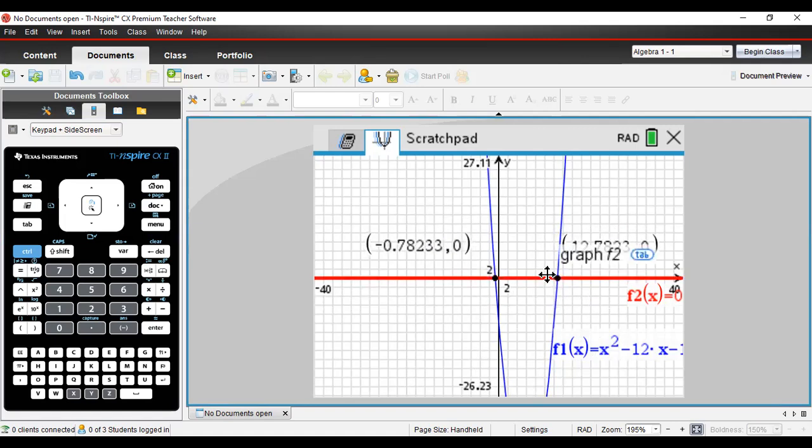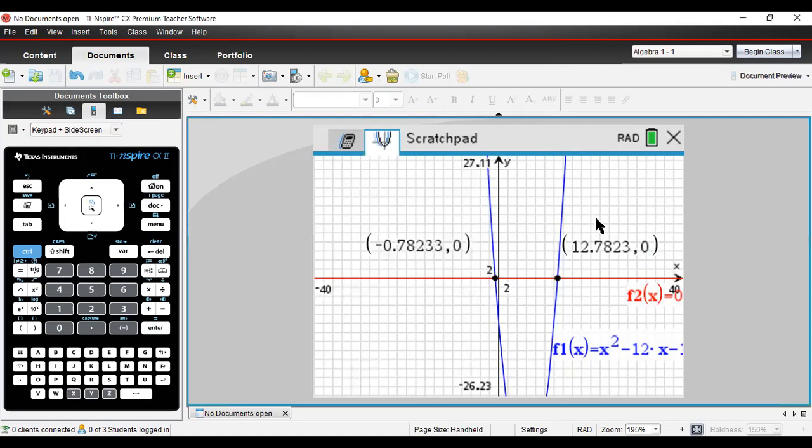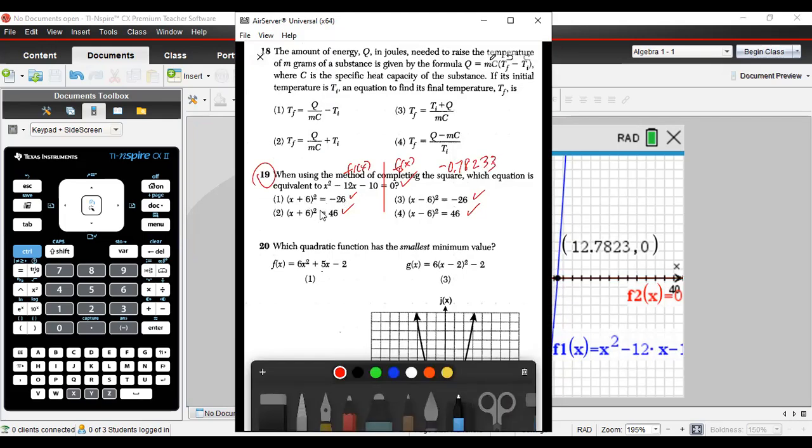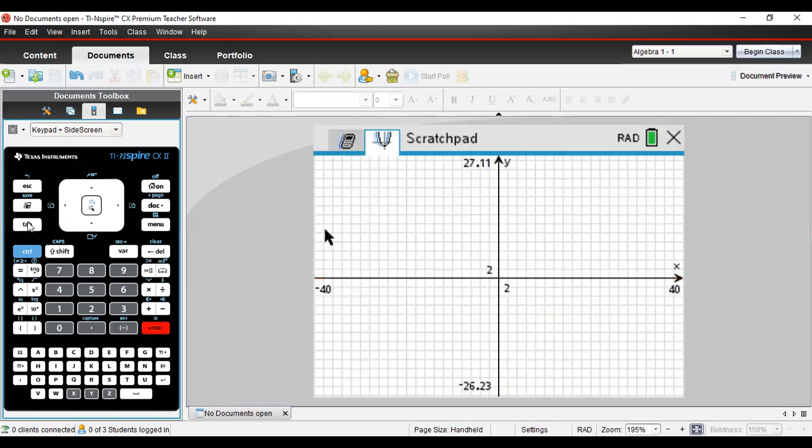All right, so what I'm going to do is write down this one here. So it's going to be negative 0.78233. That's enough. That's the answer. One of these four should have the same solution. Let's find it. I'm going to get rid of these two, menu 14. They're gone. And now I'm just going to do the same thing for the first answer choice.